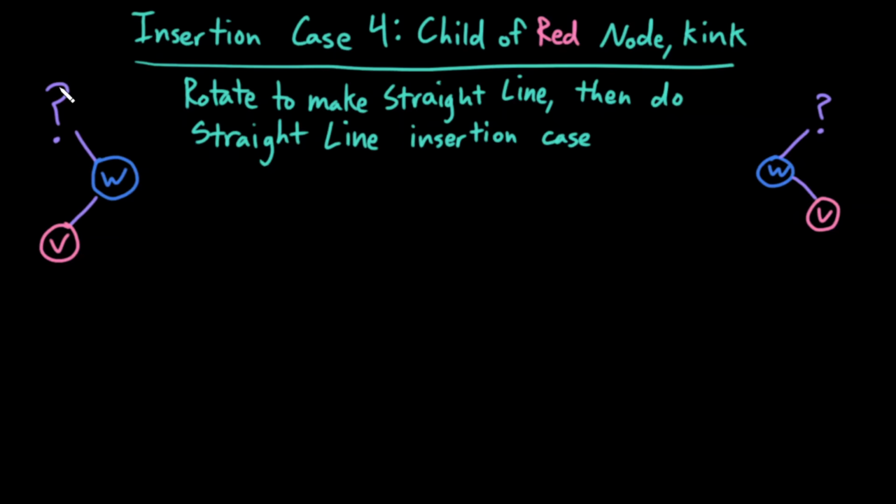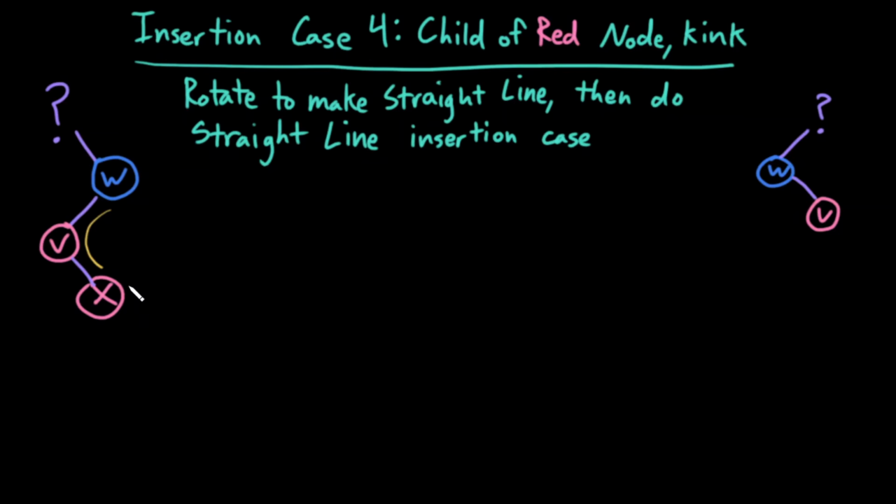Let's say I have this tree here, so I have some amount of the tree over here, then I have a grandparent, W, that's a black node, and again, remember these are variables. Then this is the parent, and my insertion site of my new node X happens to be here as the right child of V. Now I have a kink shape. So I have a red node with a red child. I'm not allowed to have that. But I have this kink shape here between my new node, its parent, and its grandparent.